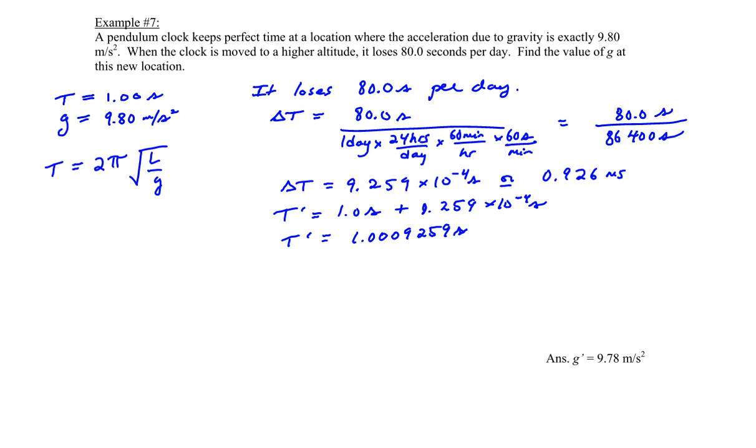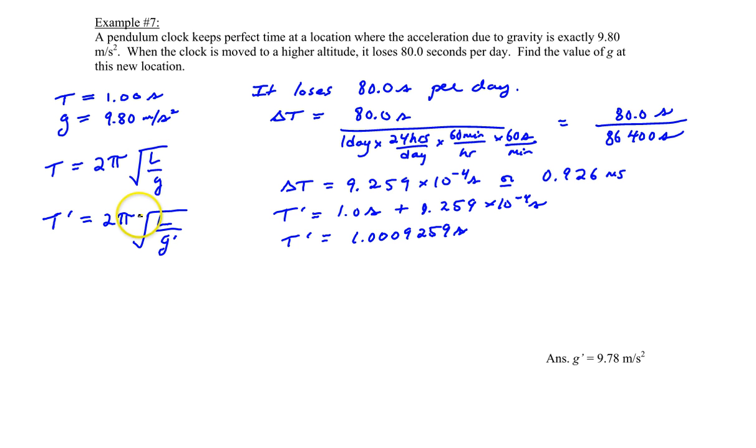Now, we're not told the length of the pendulum. I suppose you could solve for it, but it's not necessary. You could really just make a relationship, a proportion between these two formulas. Meaning there's one formula here for the original location, and then under the new higher altitude location, the new period would be given by 2 pi square root L divided by g prime. So we're going to assume, obviously, that the pendulum length hasn't changed.